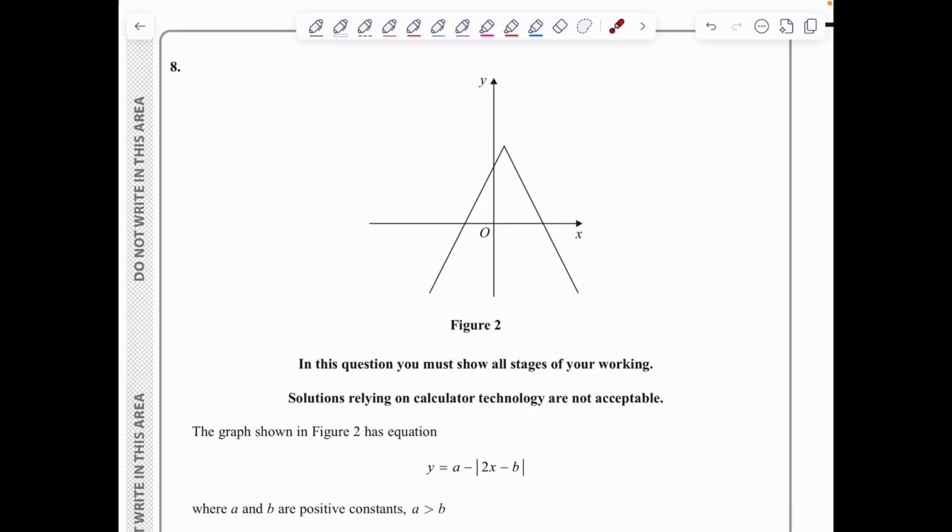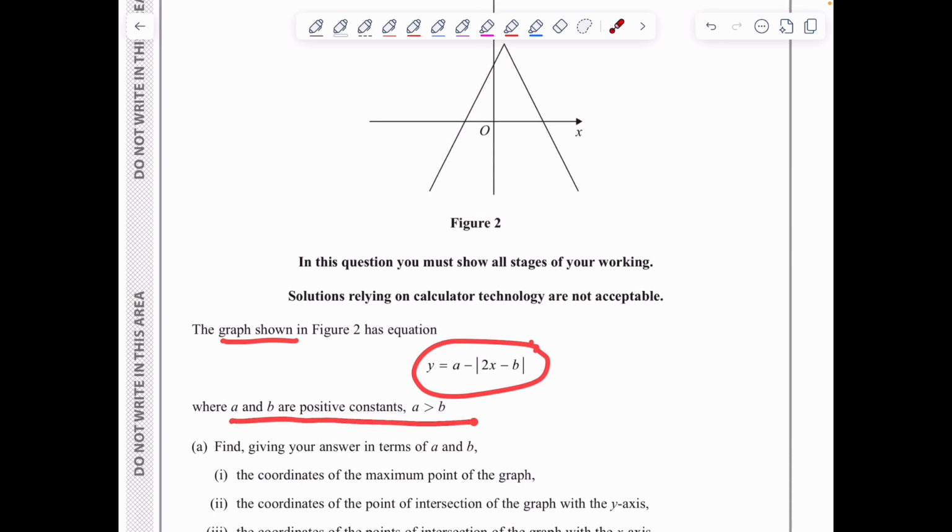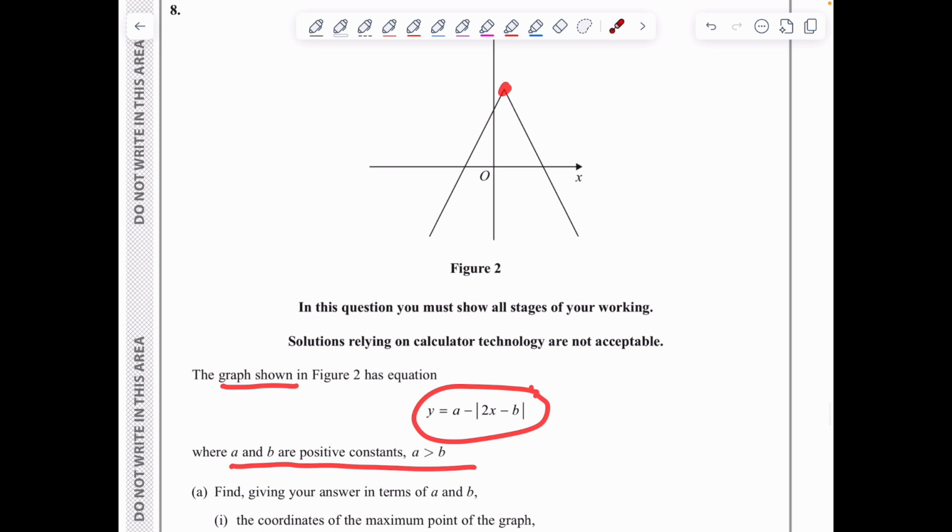In question 8, we are given the graph of y = a - |2x - b|, where a and b are positive constants and a is greater than b, and we need to find the coordinates of the maximum point, the cut on the y-axis, as well as the cuts on the x-axis.